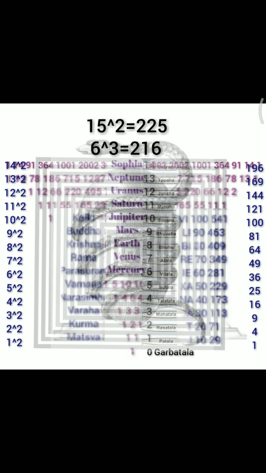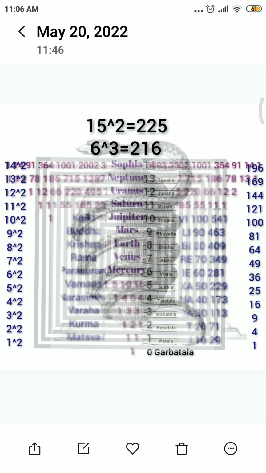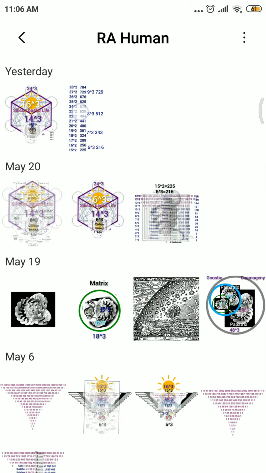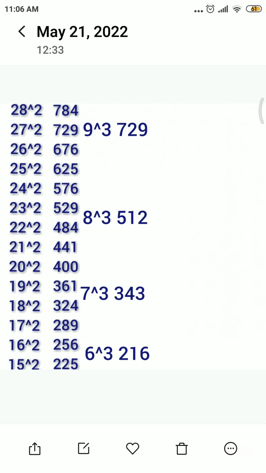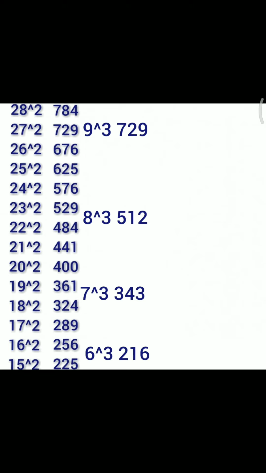So what happens between 6 cube and 16 cube? That we didn't discuss. So now let us see this 15 square, which is equal to 225. It is slightly above 6 cube, and 15, as I always tell you, I denote these by English letters.